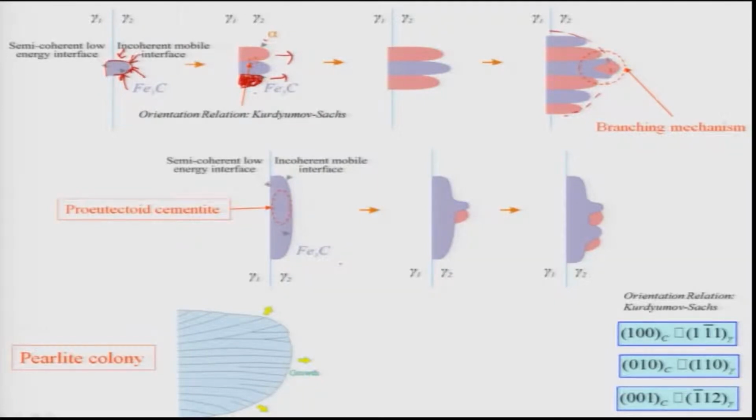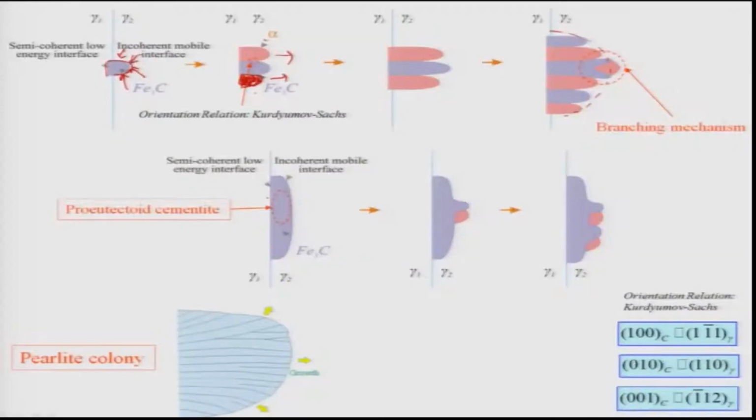Now you can also have alloys which are not 0.77% carbon. It can be hypo-eutectoid or hyper-eutectoid. If it is hyper-eutectoid, you will have a pro-eutectoid cementite. We will discuss how it can happen, because alloys with more than 0.77 weight % carbon will always have a pro-eutectoid cementite present.